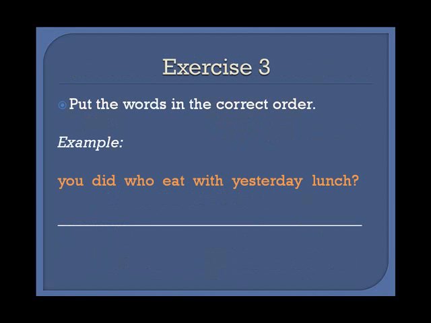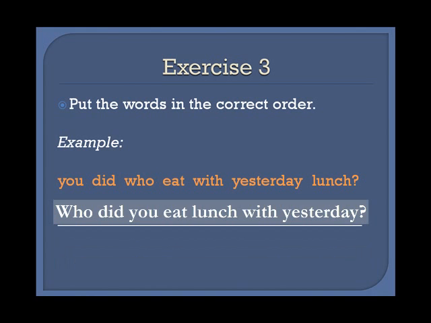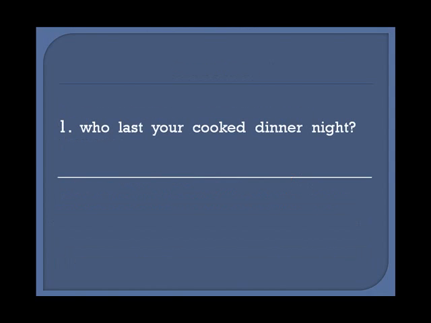Exercise 3. Put the words in the correct order. Example: each word in orange will be used once. Right away, I see the verbs did and eat, so I know that this is a question about an object. The question is, who did you eat lunch with yesterday? 1. Use the pause button on your screen if you need more time to do this.